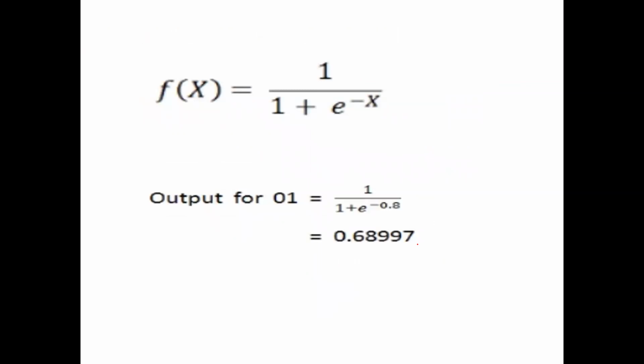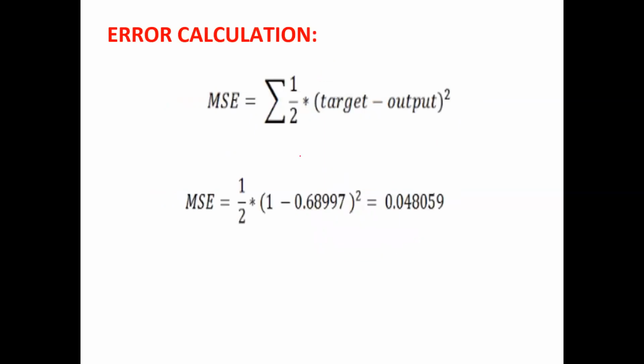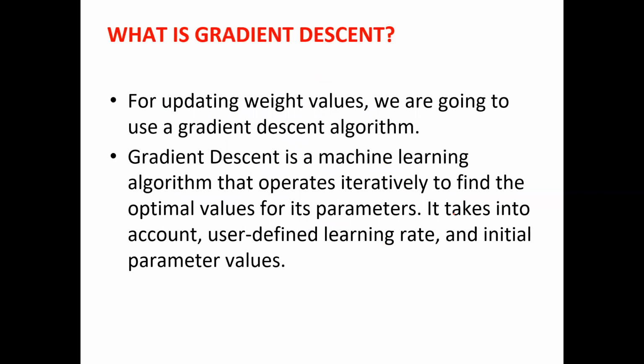Here we are using the sigmoid. For that, in this x we substitute that summation value. If you calculate the mathematical value, our predicted value is 0.689. So we calculate the error value, and the error value is 0.04. We try to reduce the error value. To reduce the error value, we will use the back propagation algorithm. Here we are using the back propagation gradient descent algorithm.